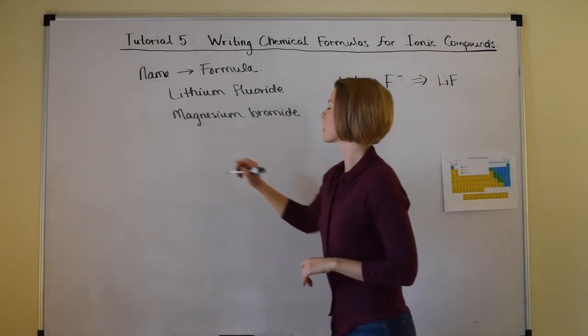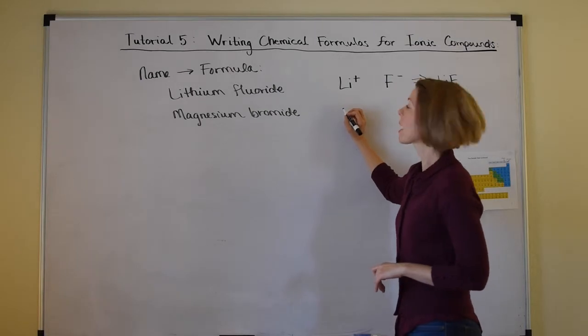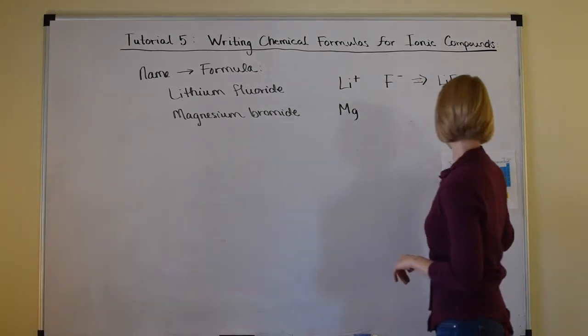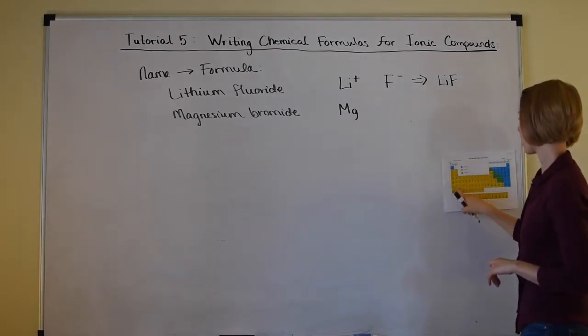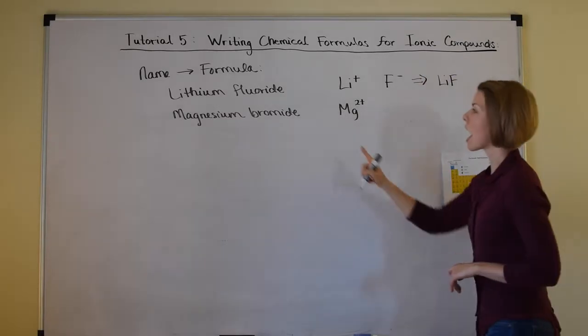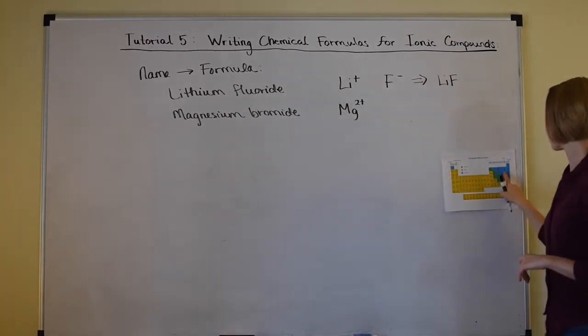All right, a little bit more difficult. Let's do magnesium bromide. Magnesium, it's a little sloppy there, is an alkaline earth metal. Okay, so it has a 2+ charge as a cation. And bromide is from bromine.